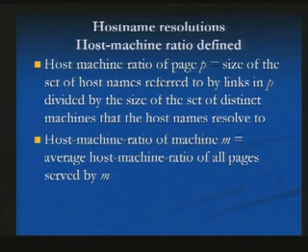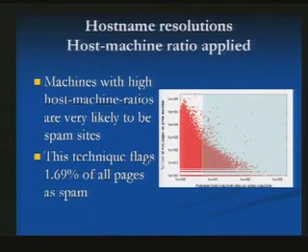where we define the host machine ratio of a particular page P to be the size of the set of host names referred to by links in that page divided by the size of the set of distinct IP addresses that those host names resolve to. And then we compute the host machine ratio of the machine as the average host machine ratio of all of the pages that are served by that machine. And we found that machines that have high host machine ratios are very likely to be spam sites. Again, this plot shows you the average host machine ratio for all the machines in our data set. And the blue rectangle identifies those that are spam candidates. So this technique flags 1.69% of all pages as spam.